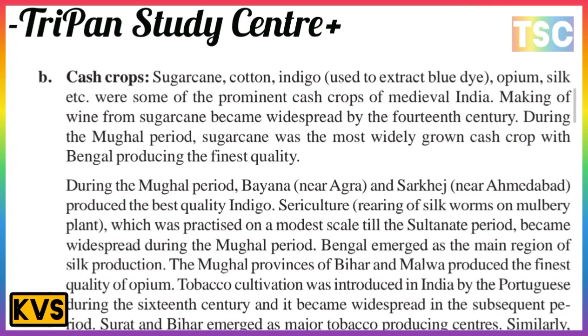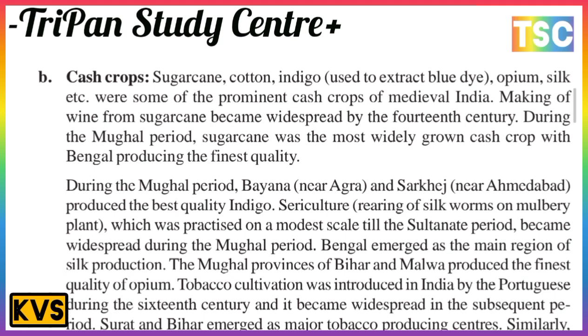The next is cash crops. Cash crops include sugarcane, cotton, indigo used to extract blue dye, opium, silk, etc. Among the prominent cash crops of middle India, the making of wine from sugar became widespread by the 14th century. During the Mughal period, sugarcane was the most widely grown cash crop, with Bengal producing the finest quality.